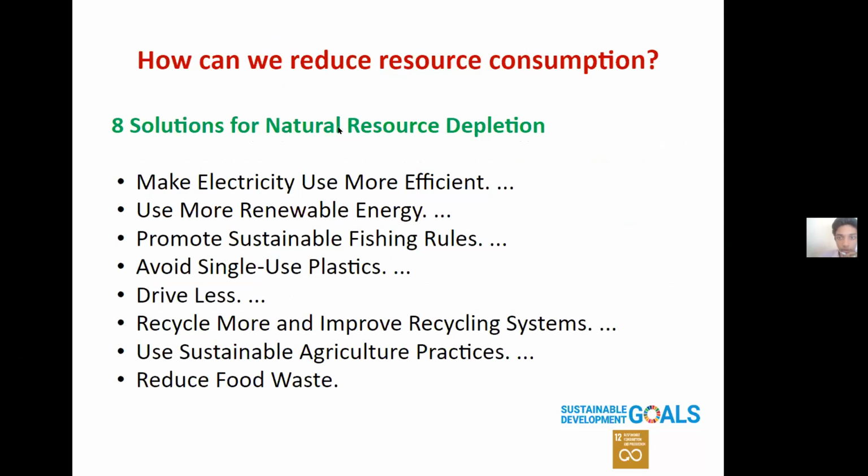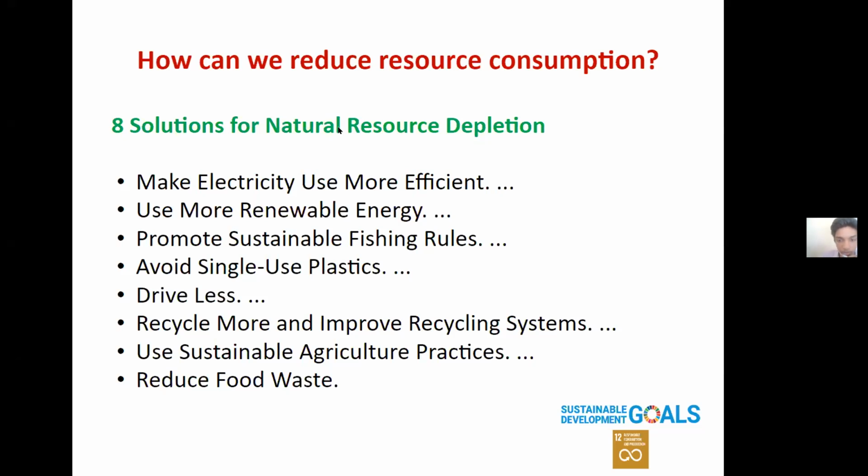How can we reduce resource consumption? Eight solutions for natural resource depletion. Make electricity use more efficient. It means conserving electricity when not needed. Use more renewable energy like solar energy, hydro energy, wind energy, and nowadays electric cars are created for conserving energy.